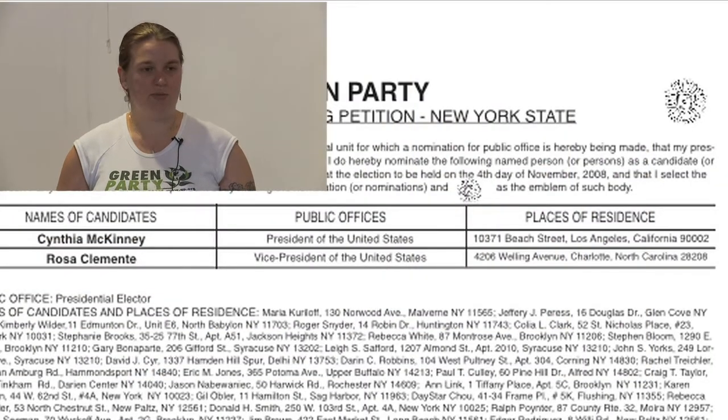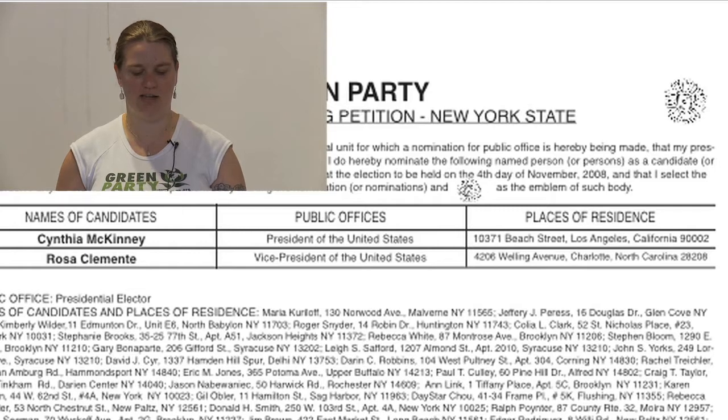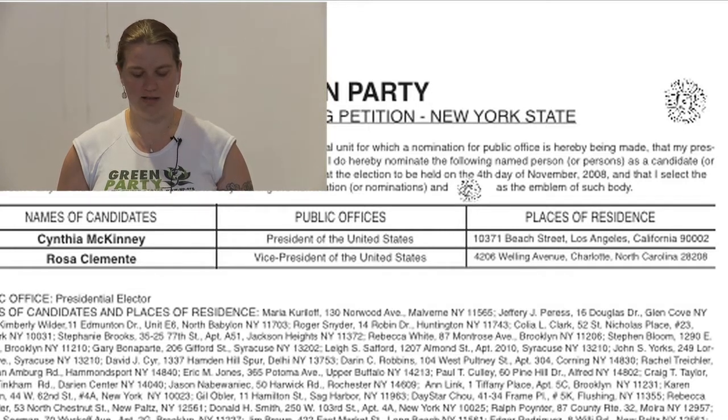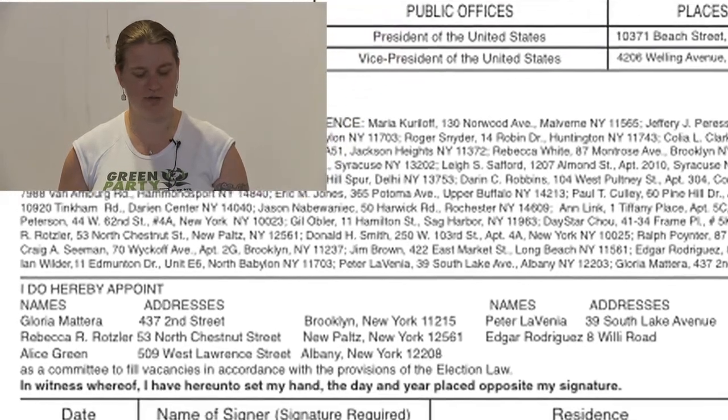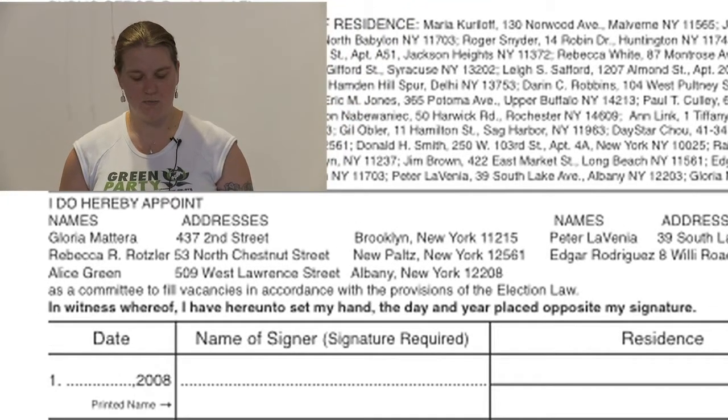We're going to start off just going over the petition and the different cells that are in the petition so that you'll be familiar with them. The petitions that you're going to be getting, once we have the nominees worked out, are going to have under name of candidate the name of the presidential nominee, the name of her or his vice presidential candidate, and their addresses.